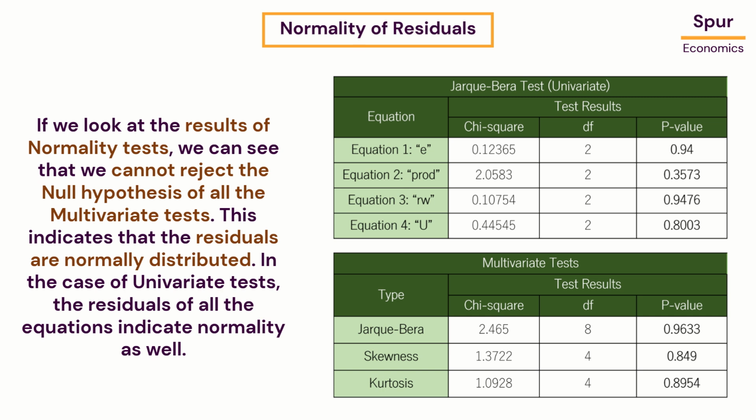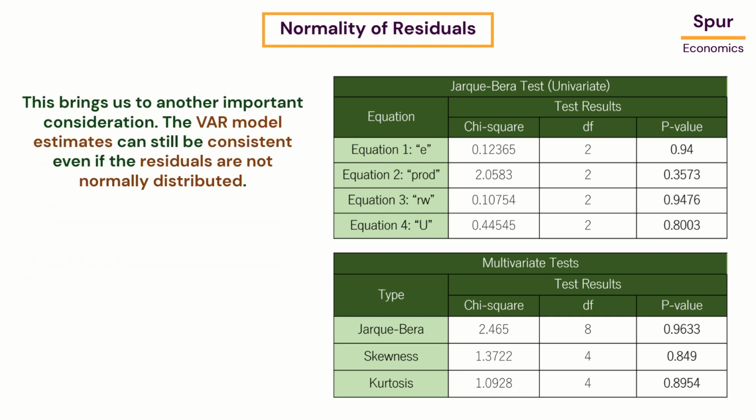If we look at the results of normality tests, we can see that we cannot reject the null hypothesis of all the multivariate tests. This indicates that the residuals are normally distributed. In the case of univariate tests, the residuals of all the equations indicate normality as well.